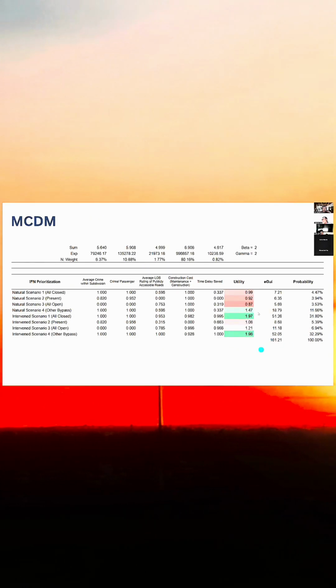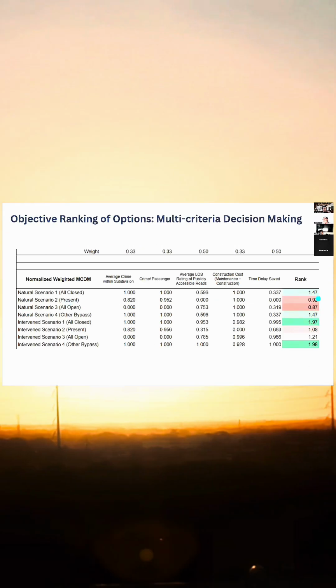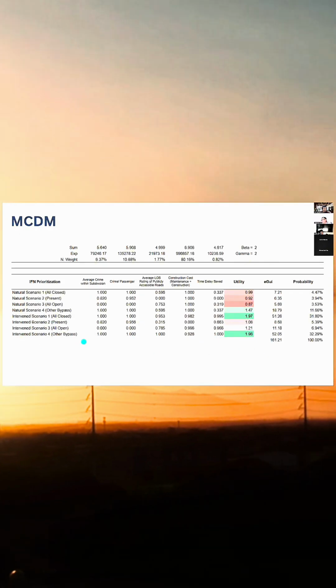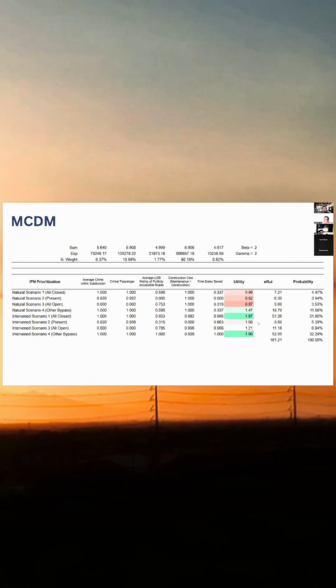And we also did the IFN prioritization, which is consistent but made natural scenario 1 not preferable. Okay. And the result is? So the winners are to really do an intervention and close up the gates, if we are going to be objective.